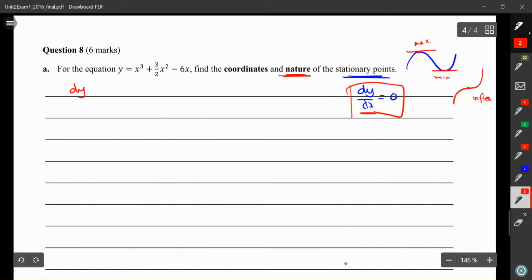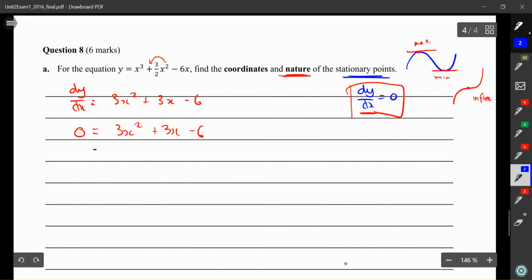So here we go, dy/dx. Let's find the derivative. That's 3x squared plus, bring down the 2, 2 times 3/2 becomes 3x, minus 6. Okay, so that's my derivative. And what did I want? I want the derivative to equal 0. So I've got 3x squared plus 3x minus 6.